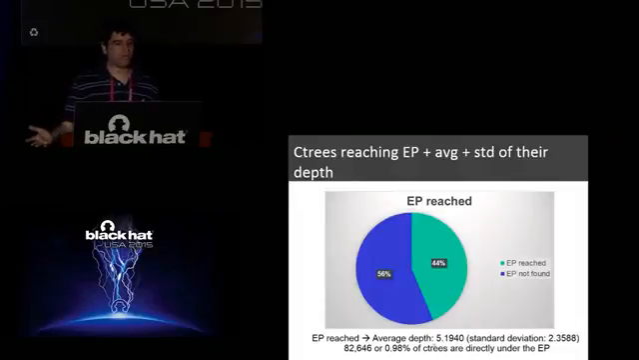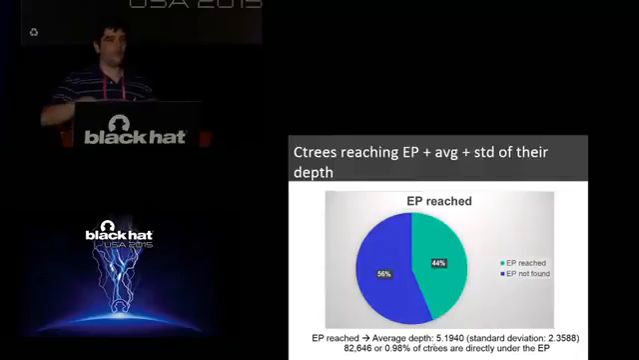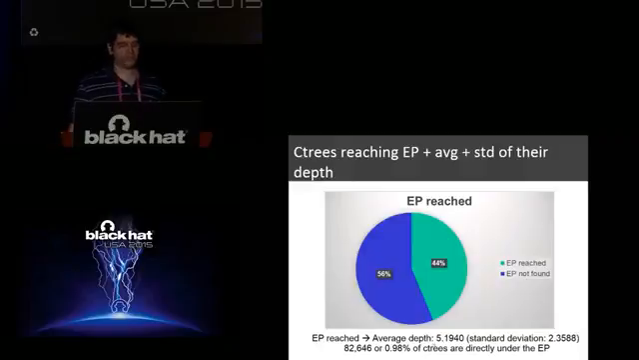So now a question comes, right? What is the depth we go? This number is interesting when you're analyzing a malware, to prioritize where our C3s of interest are located, right? So using the heuristics, we saw that the average depth of the C3s that reached the entry point was more or less 5.2, 5.1940 nodes. So it means that they are 5 calls from the entry point, with a standard deviation of 2.35.